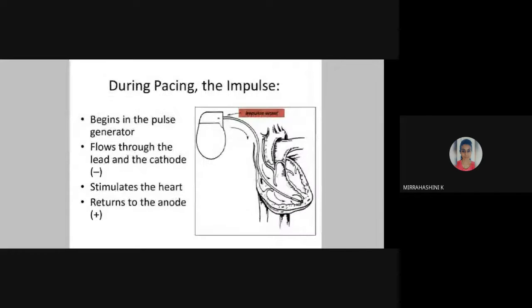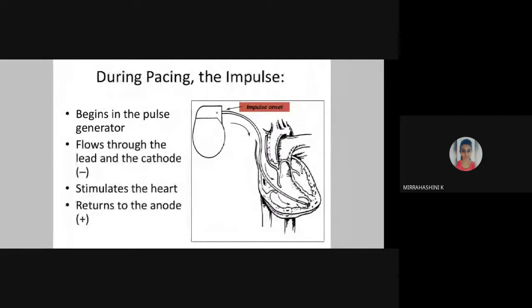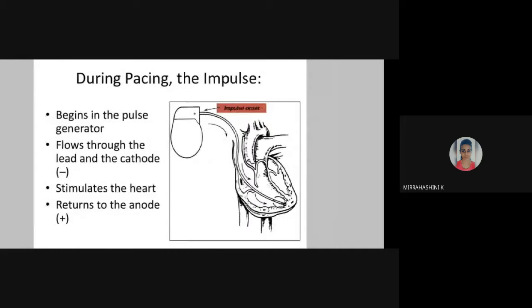Okay, so during pacing, like I said, pacing is you are going to maintain the heart rhythm. That's what is called pacing, right? So what happens is the impulse will begin in the pulse generator. So instead of SA node, your pulse generator will generate the signal and then it flows through the lead and the cathode, stimulates the heart and then returns to the anode. So that's how the circuit will be. So if I'm going to draw this as a circuit, first it will start with the pulse generator, goes to the cathode, stimulates the heart and then returns back to the anode, positive charge, right? So that's how pacing is happening inside the pacemaker.